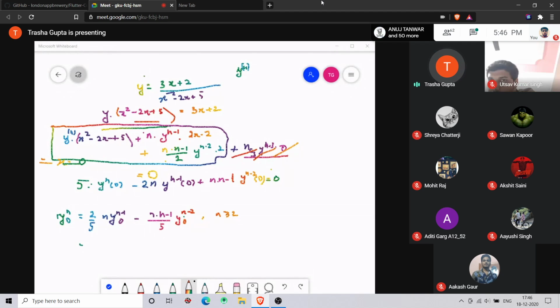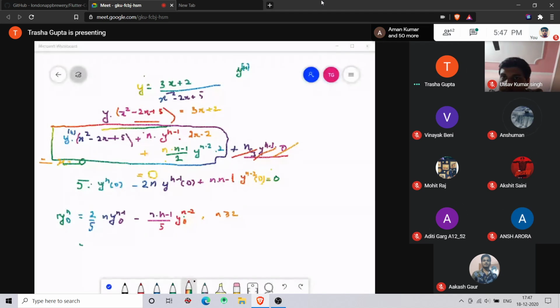What is the first order derivative of y at 0? And what is the value of this function at x equal to 0? At x equal to 0, it is 2 by 5. And the first order derivative of y at 0 is, I'm giving you the value, 19 by 25. So if you get these values directly, you can find its higher order derivatives. Yes or no? Ma'am, once again, please repeat.